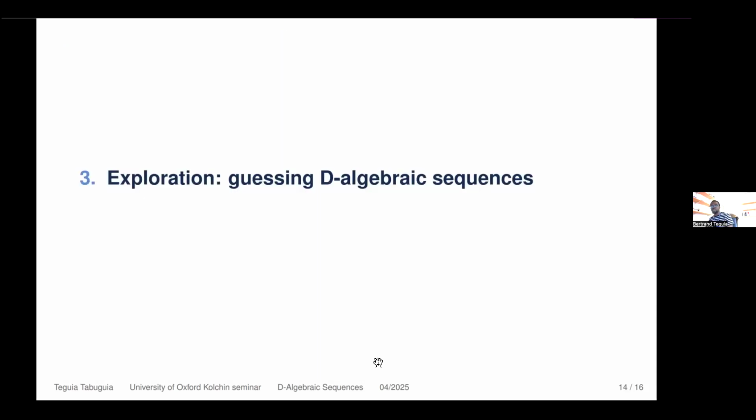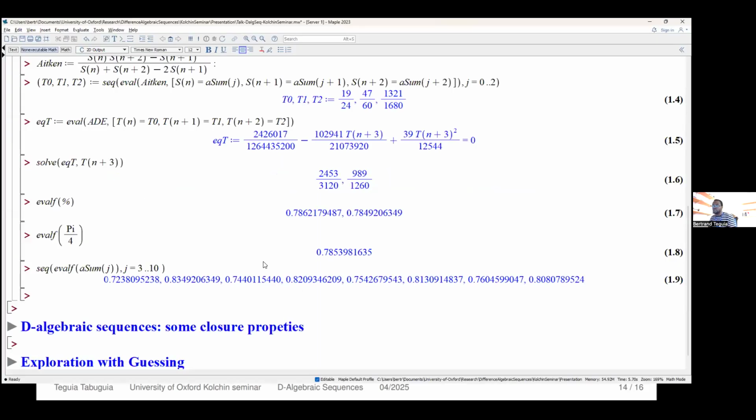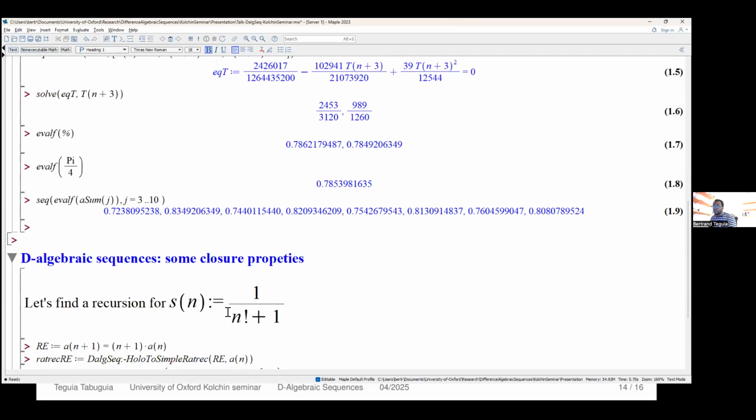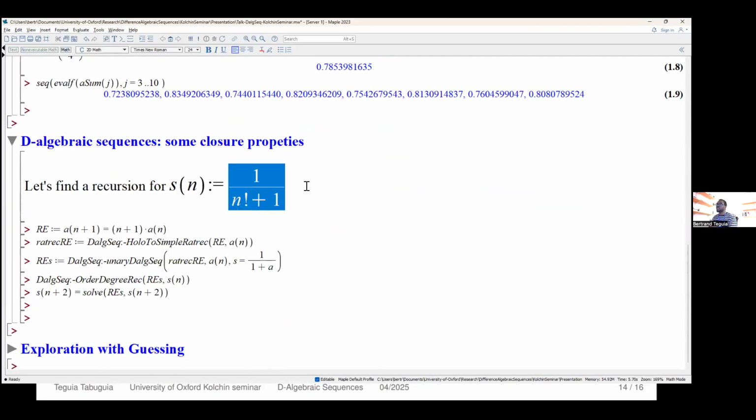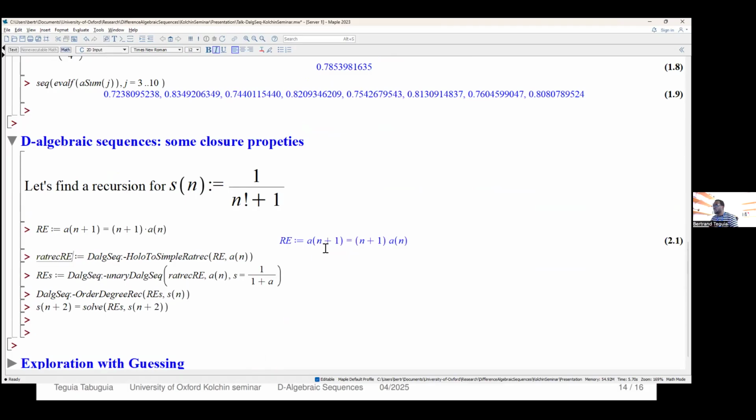Before this, I just want to compute one example. This is a sequence. You know that this does not satisfy a linear recurrence relation. But you know that factorial n satisfies a linear recurrence relation, which is this one. Quite simple: a(n+1) is (n+1) times a(n).